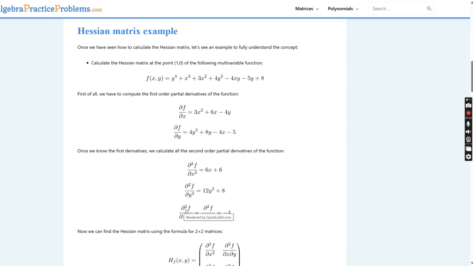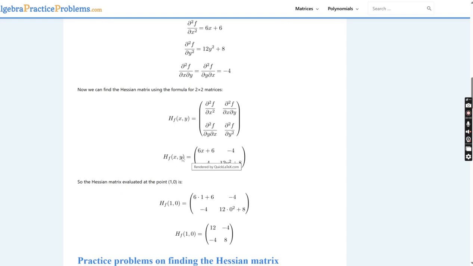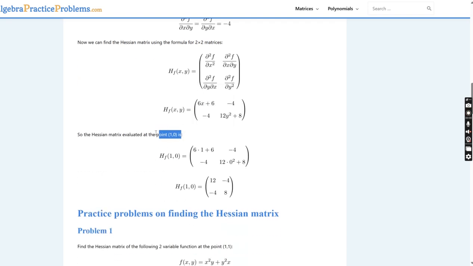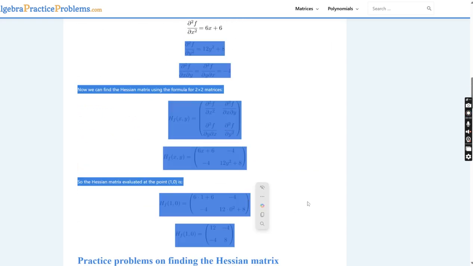When you differentiate 2 times, you write it like this: dou square f by, or delta square f by delta x and delta y, and you will get this matrix, 6x plus 6. This also you will calculate for the Hessian matrix with respect to x and y, and you will get these values. You'll mention this, and you can substitute values of x and y at certain points. At the point 1, 0, what does my Hessian matrix look like? It looks like this. At certain other point, it looks like something else. So this way the Hessian matrix is calculated.